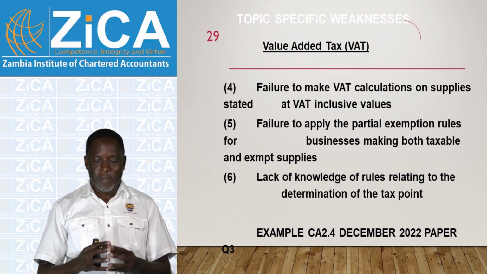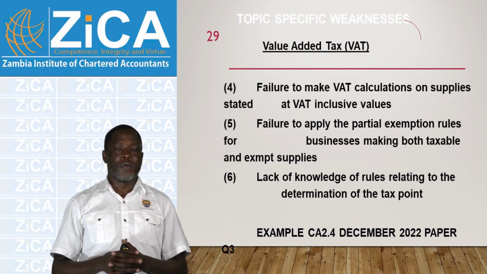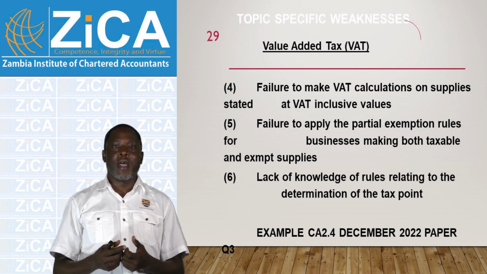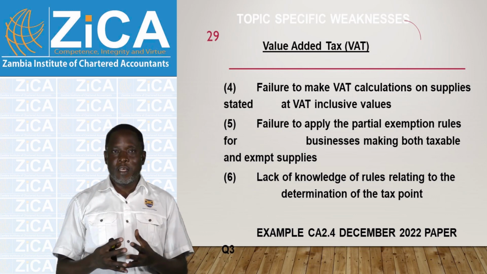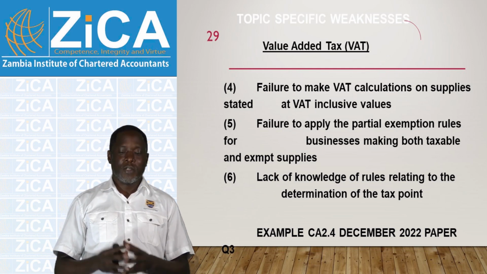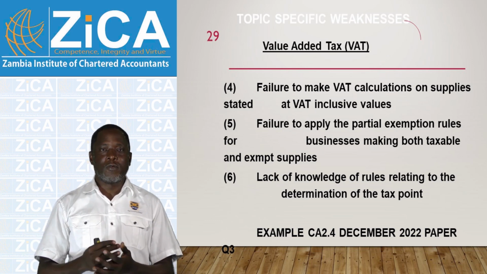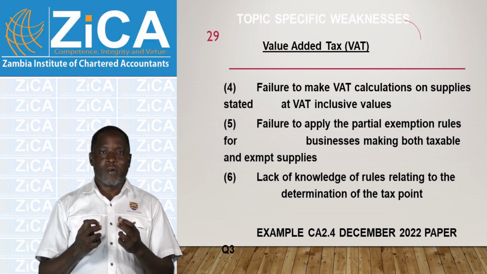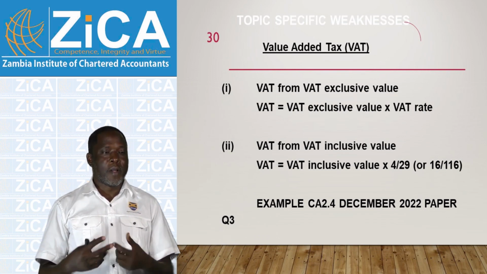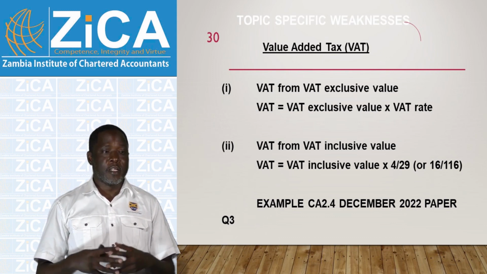So if the supply you are dealing with is stated at its VAT exclusive value, because in the examinations the values of the supplies you are given are either stated at their VAT exclusive values or they are stated at their VAT inclusive values. So if the supply you are dealing with is stated at its VAT exclusive value in the question, the quickest way of calculating VAT is simply getting the VAT exclusive value and you apply the VAT rate. Of course, for standard rated supplies, you know that the VAT rate is 16%.